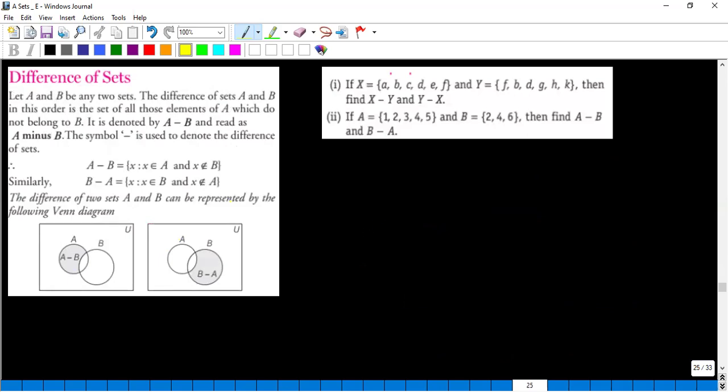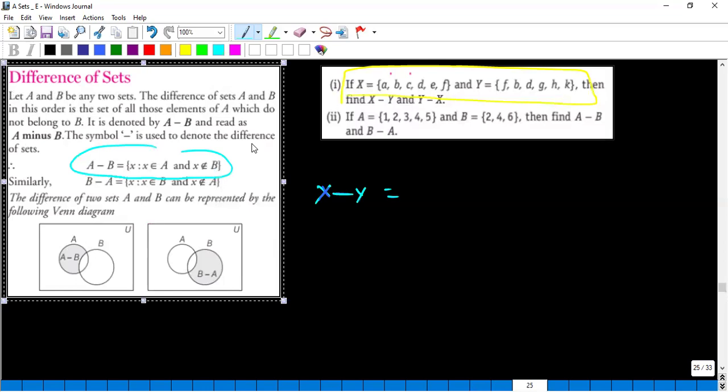Difference of sets. What is the difference? Just take some example always, it will be helpful for us. I have two sets, set X, set Y. Difference of sets you need to understand. If I am writing X minus Y, what is the meaning of that? I want the elements only from X. The definition you can see. x belongs to A, but x does not belong to B.